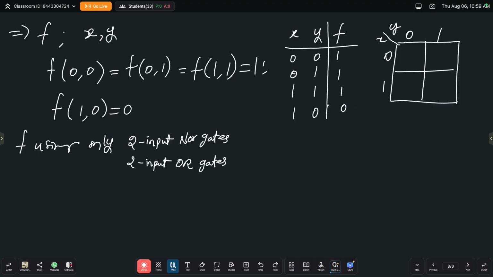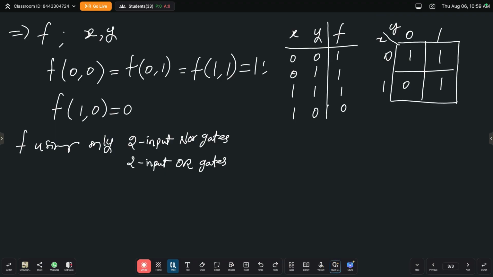Then for the default, what do we need to consider? SOP should consider ones, yes or no? So SOP means we should consider ones. So 0, 0, 1, 0, 1, 1, 1, 1, 1. The zeros, you don't need to consider, no need to write also. Yes or no? Correct. Now tell me what are the combinations?